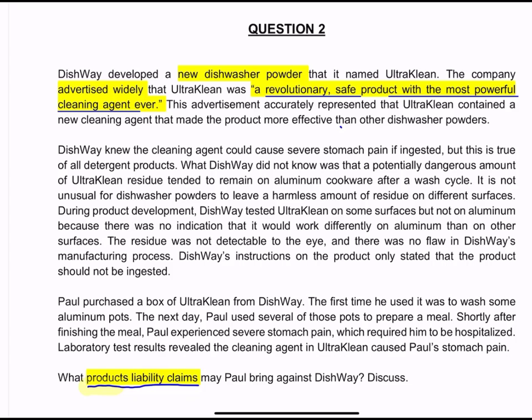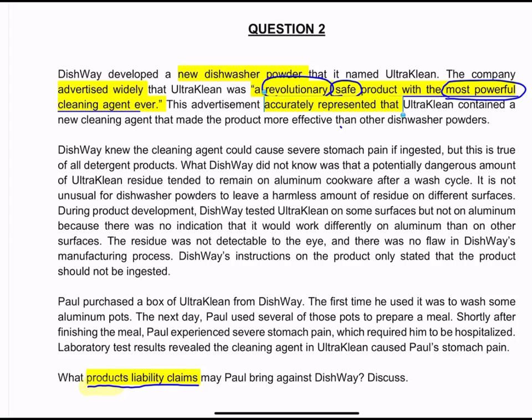All right, it goes on to say this advertisement accurately represented that Ultra Clean contained a new cleaning agent that made the product more effective than other dishwasher powders. So arguably revolutionary was not inaccurate. Most powerful was not inaccurate. Safe is going to turn out to be a problem.